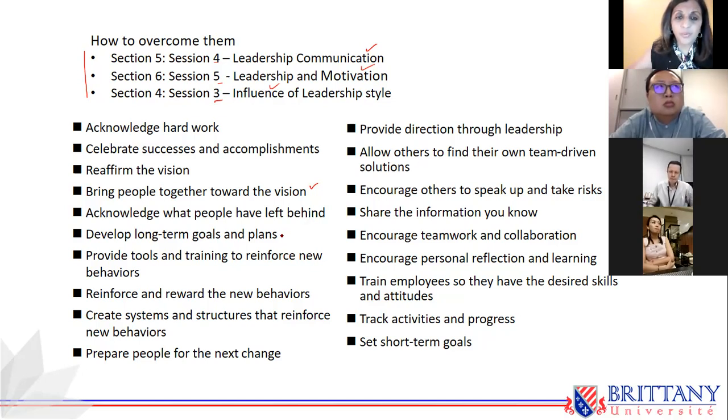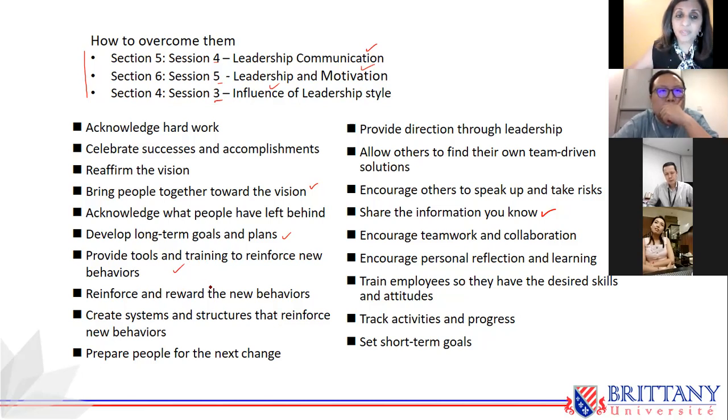Develop long-term goals and plans. When you implement a change, the obstacles are there. We saw on the earlier slide. But if you do a plan and share information, you know, slowly but surely, your idea will be bought. They will say, okay, let's try it. I think it'll work out. So you have to provide even the tools and training. This is the example of the information technology. If you want people to use a lot of IT, you must give them the tools, give them the training.